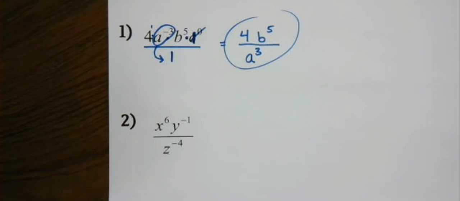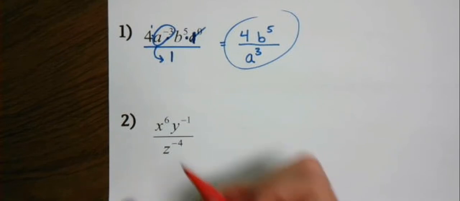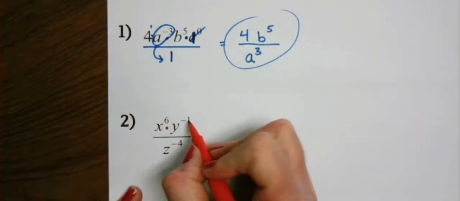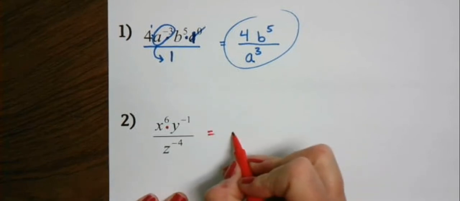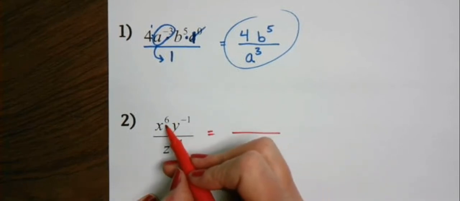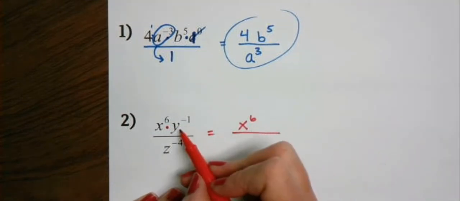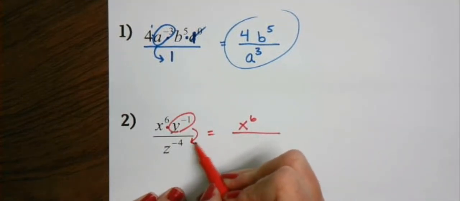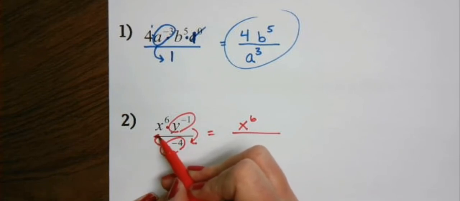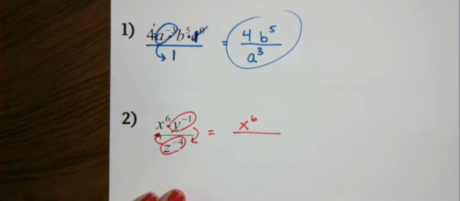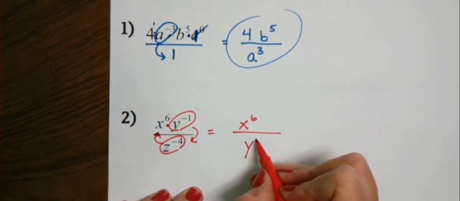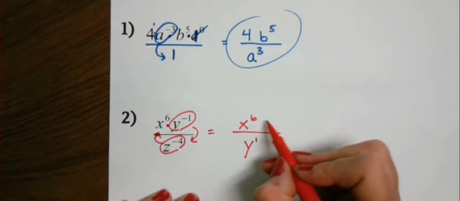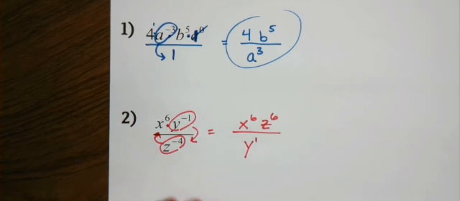Let's try 2. Remember, everything's separated with multiplication. The x to the 6th and the y to the -1st, they're separate. Okay, so let's see here. X to the 6th, you get to stay where you are because you're a positive exponent. But y is going to have to move downstairs, and z is going to have to move upstairs. They're going to have to trade places because they're both negative exponents. Y moves downstairs, and it'll have a +1 exponent. Z moves upstairs, and then it will have a +6 exponent.